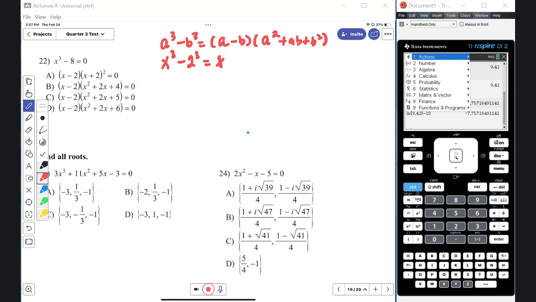So you have x minus 2. Then you have x squared, plus 2x, plus 4, isn't it? So your answer is B.